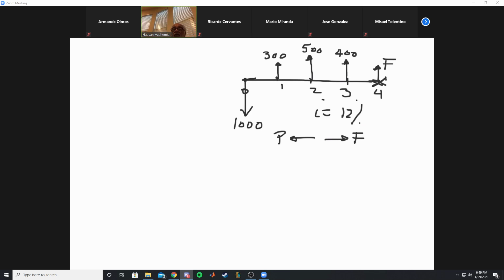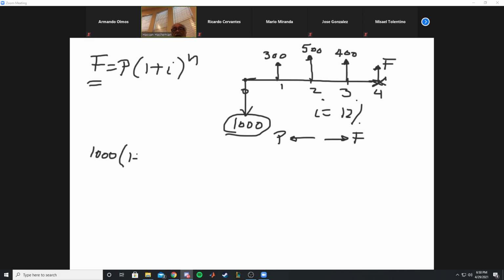So this $1,000 is present. If I want to take it to future, what do I do? I have two formulas I can use. F is equal to P times (1 plus I) to the power of N, right? So I want to find what is my future amount of the $1,000 at year 4. So it will be 1,000 times (1 plus I) to the power of the number of years: 1, 2, 3, and 4 years.